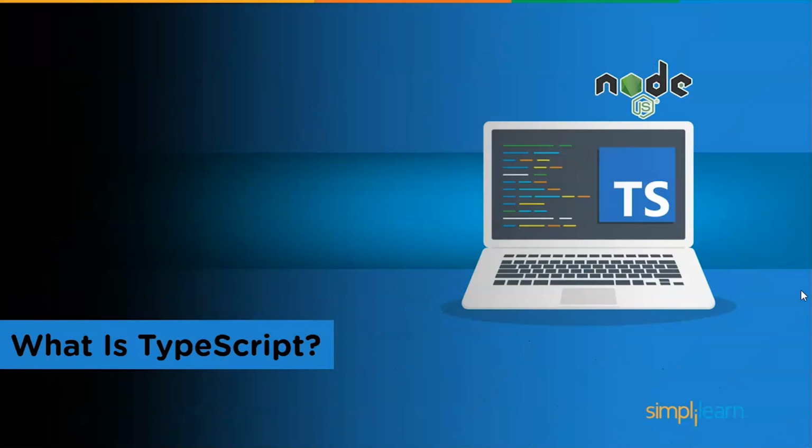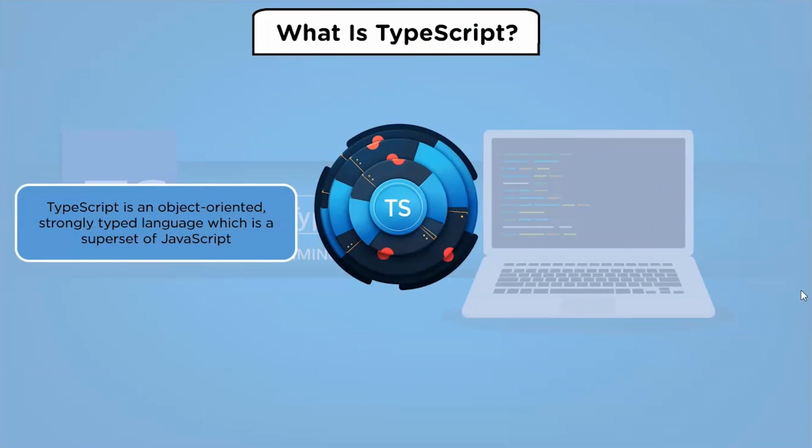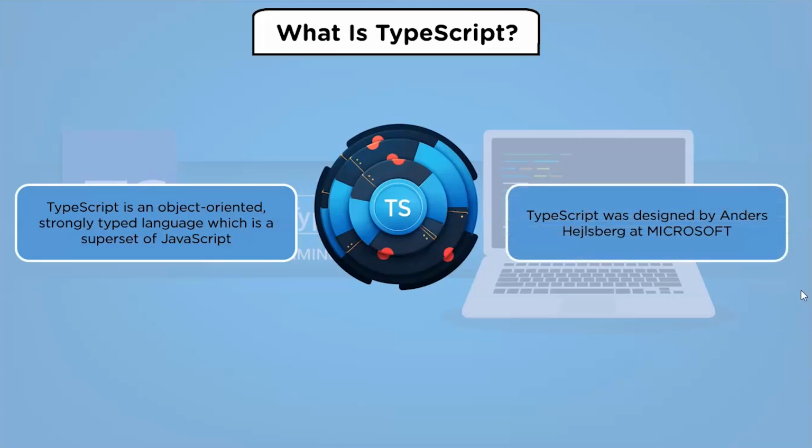So we'll first look at what is TypeScript. TypeScript is an object-oriented and strongly typed programming language, which is a superset of JavaScript. TypeScript was designed by Anders Hejlsberg at Microsoft. The limitations of JavaScript for developing large-scale applications at Microsoft and among its external customers led to the creation of TypeScript. Due to the difficulty of working with complicated JavaScript code, there was a demand for custom tooling to make development of JavaScript components easier.